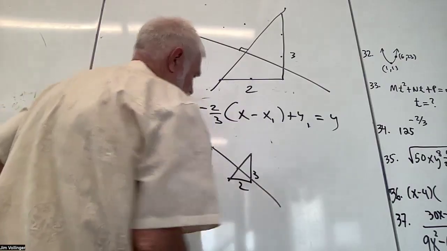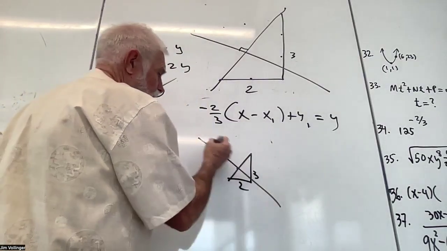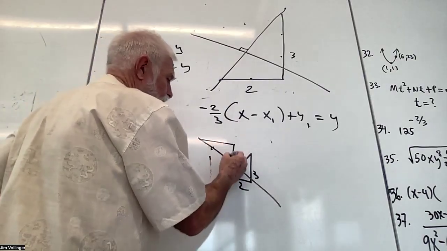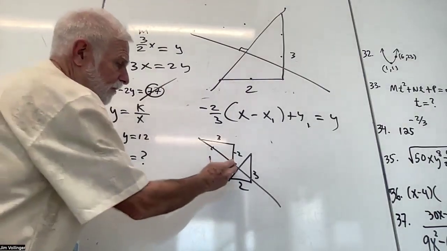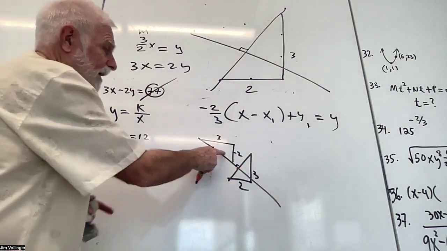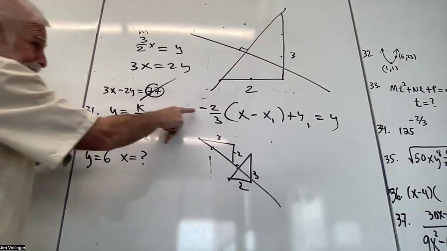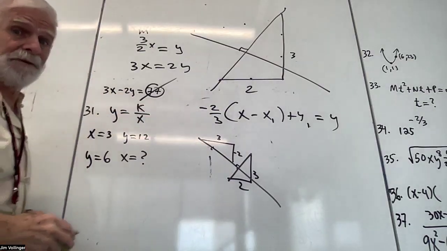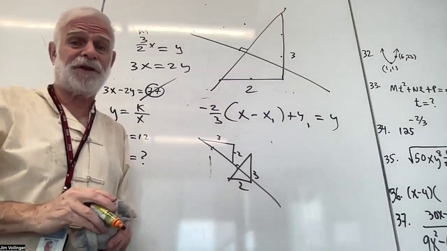Okay. So what do I have? I have over 2, up 3. So I'm going to go over 3 and down 2. And hopefully you can see the perpendicular, a negative reciprocal. And the negative reciprocal is hiding here. Yeah, you're trying to do 140 problems in under 2 hours. You got to know your stuff.